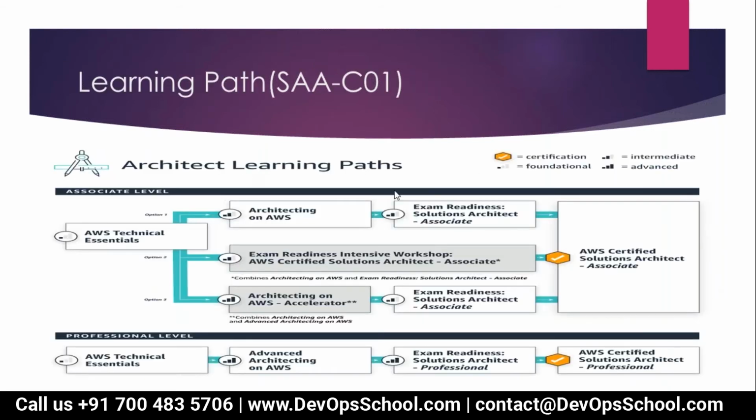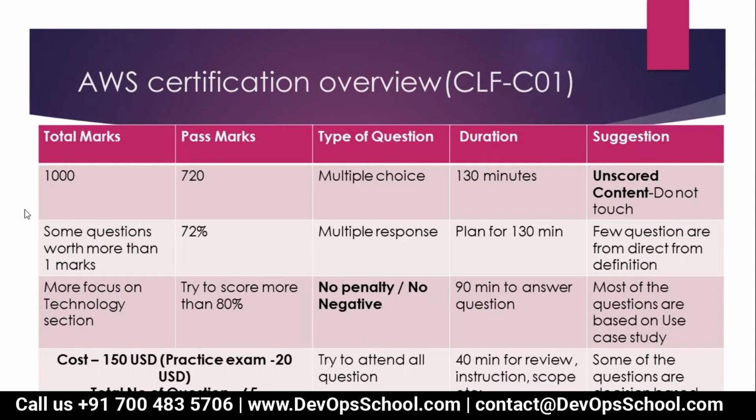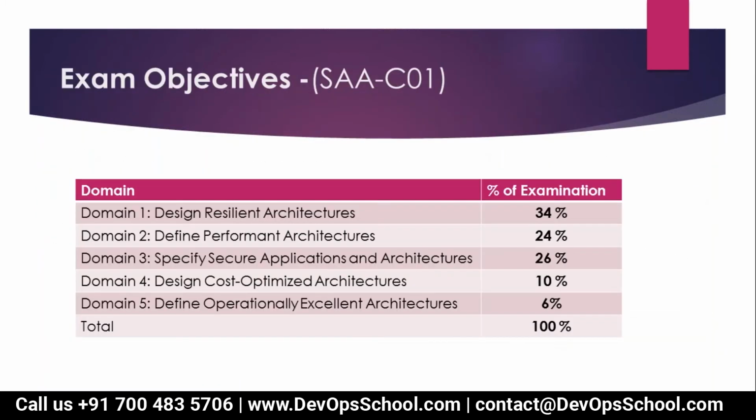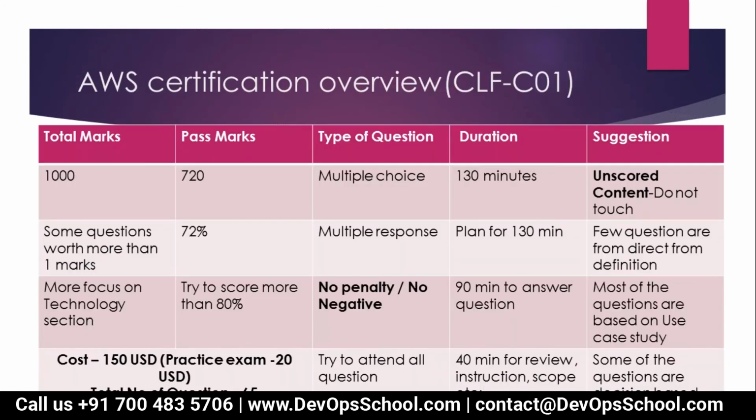Okay, so the architecture learning path, I have already explained to you. Now we are going to discuss how we are going to give the exam. So, AWS certification overview. The exam code is SAA-C01. Not CLF, that is for fundamentals.